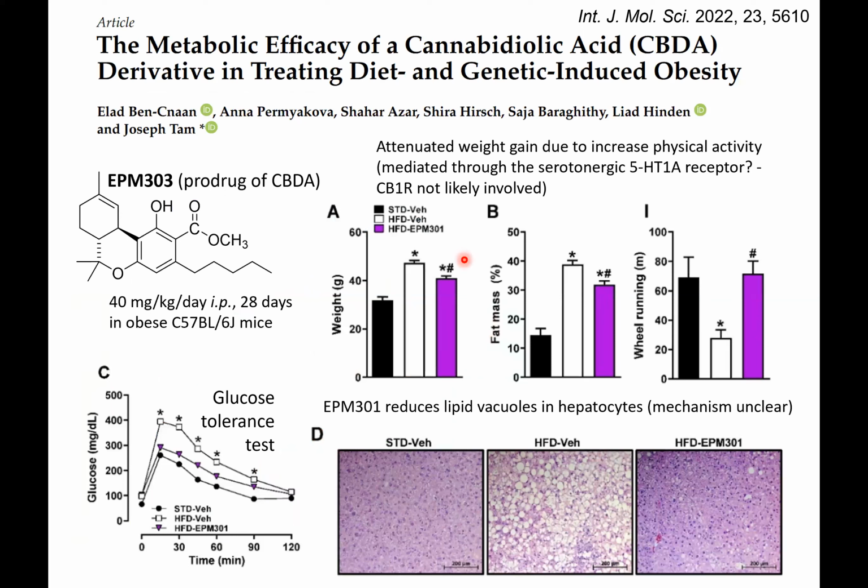Here's another example. The folks that published this paper took CBDA, you can see the carboxyl group, and esterified the carboxyl group with methanol, and you get a compound they call EPM 303. They tested this in a mouse model of obesity. This is the vehicle, the normal diet, and then you give the animals a high-fat diet and you can see that the weight of these animals increases. If you then treat these high-fat-fed animals with this compound, you can see there is a reduction in body weight.